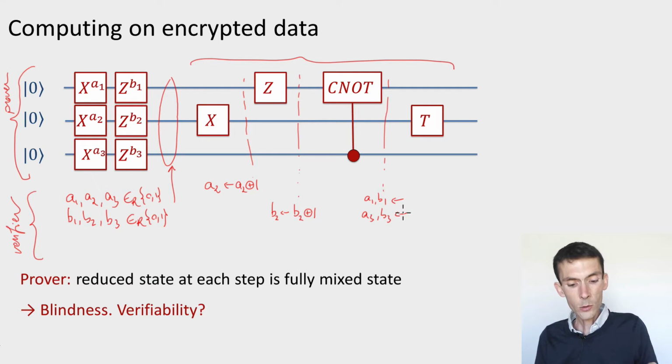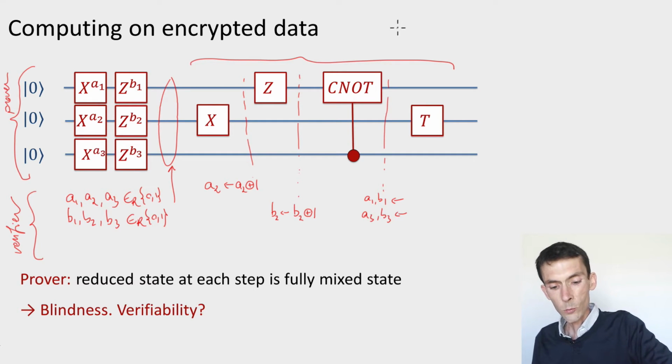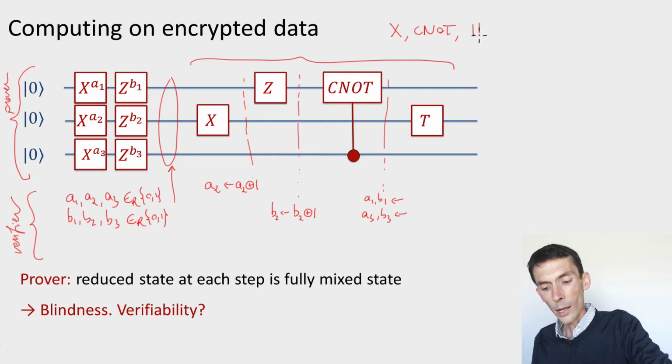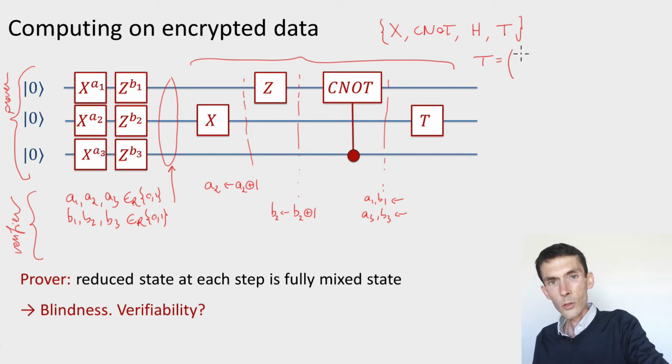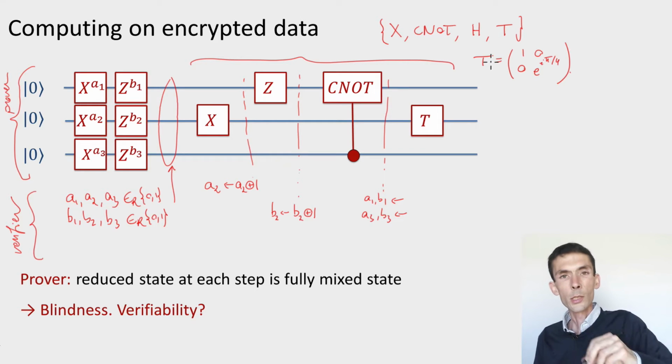Now we've done X, we've done Z, we've done C0. How many gates do we have to cover? Well, we need our universal set of gates for quantum computation. It turns out that here is a universal set. We could take the X gate, the C0 gate, and we need two more, the Hadamard gate and the T gate. Hadamard gate you've seen before. The T gate, what it does is that if the input state is a qubit in the state 0, it does nothing. And if it's a 1, it adds a phase of e to the i pi over 4. So that's the T gate here.